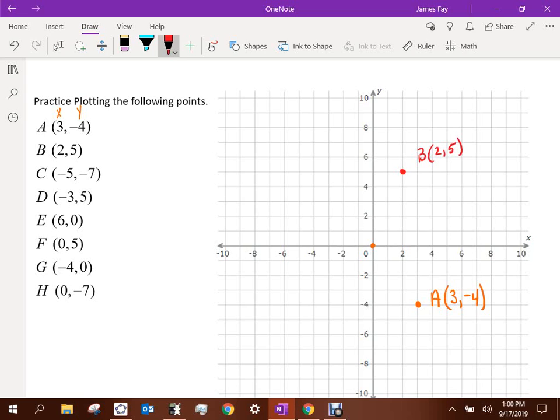If we do C, what quadrant is C going to be in? Lindsay? 3rd quadrant, good. So we're going to go left 5, and then down 7. And D is going to be in the 2nd quadrant. Start at 0, 0, left 3, and up 5. Is everybody okay with those?